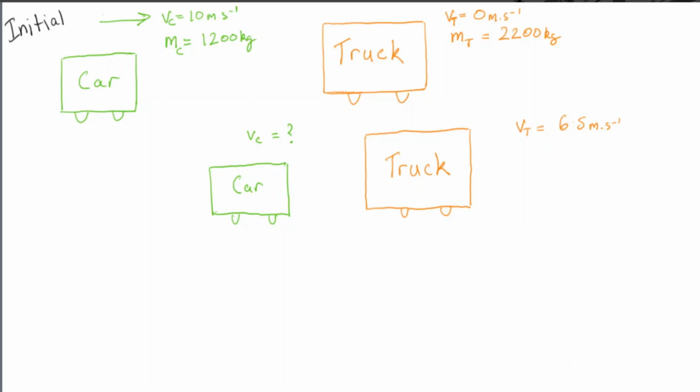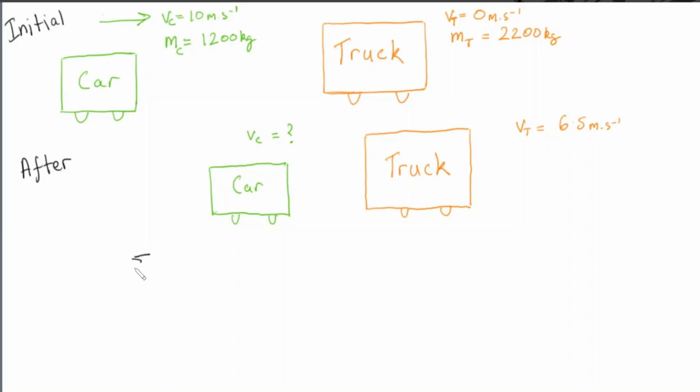And we see that after the collision, the truck starts to move towards the right at 6.5 meters per second. And the first thing we're asked here is, what is the velocity of the car after this collision has taken place? So let me write this second condition as our after condition. So we know our before picture, we know our after picture, so we can go ahead and use the law of conservation of momentum and calculate the momentum in both of these pictures.